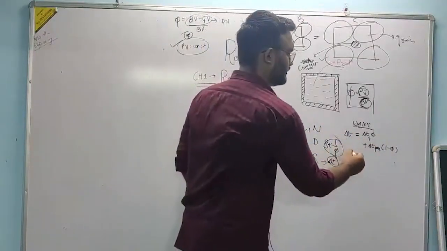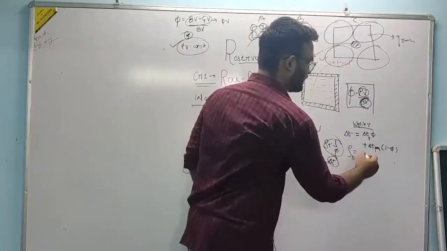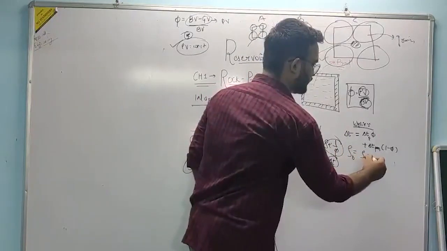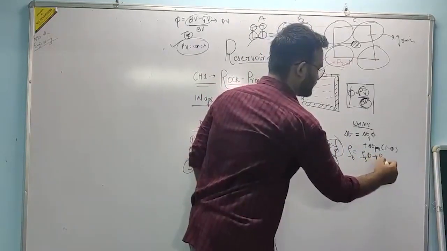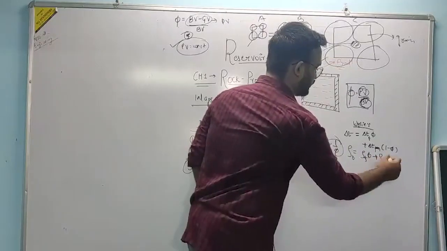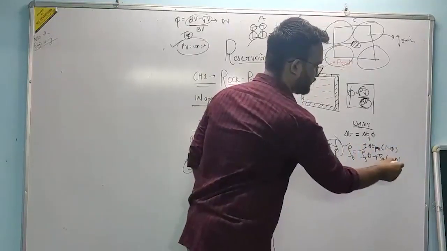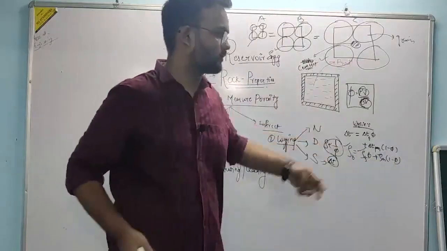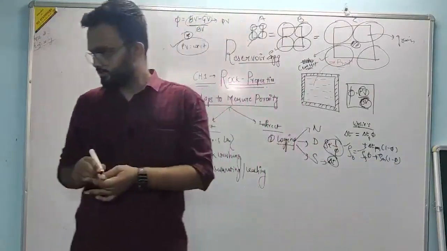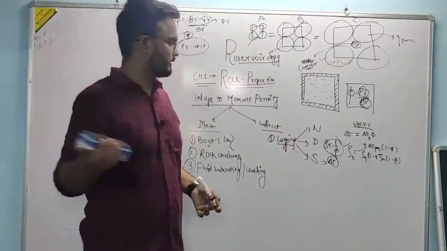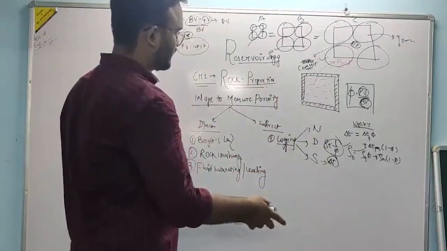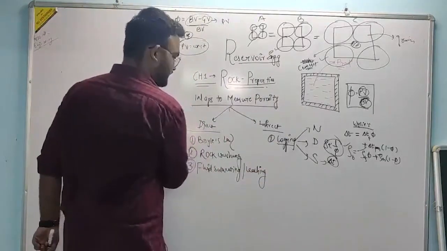So if it's density, you can say rho bulk is rho fluid into phi plus rho matrix into 1 minus phi. If you solve this, this is known, this is known, this is known, so you get the porosity. This is how logs give you porosity. That's not in the agenda, but this is a lot about porosity. Now we'll move forward and cover other things.